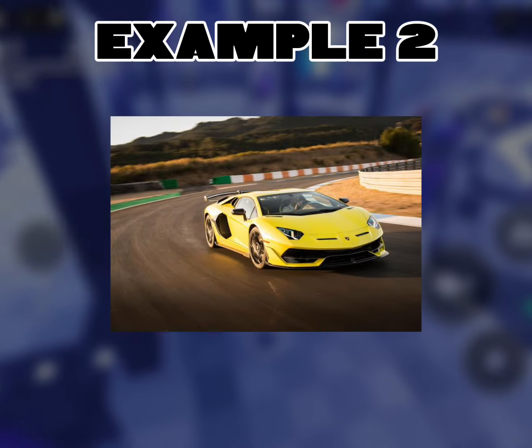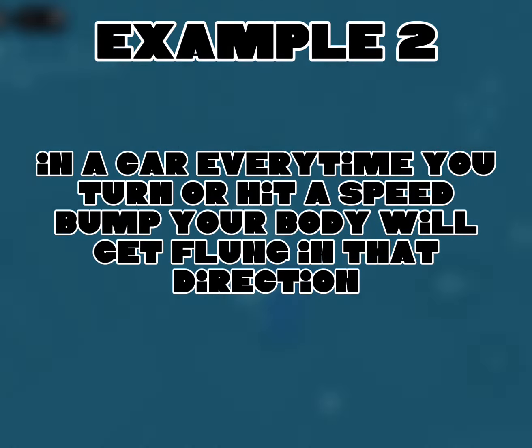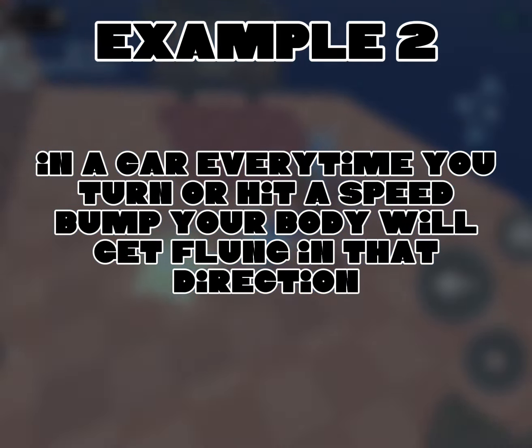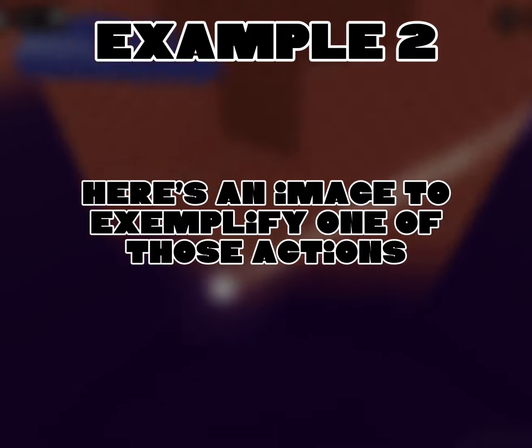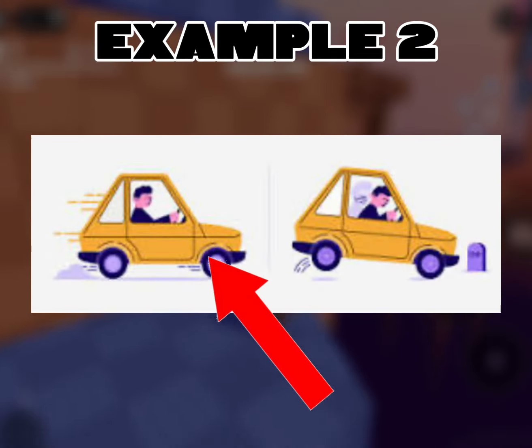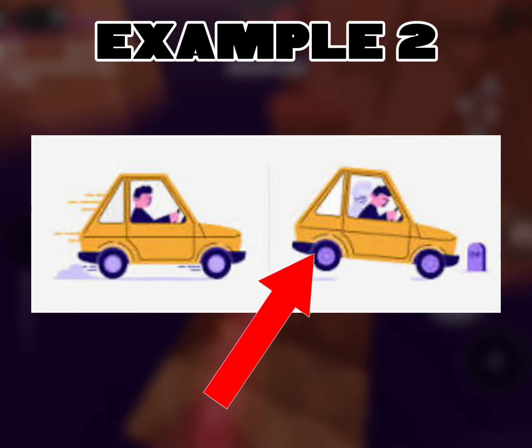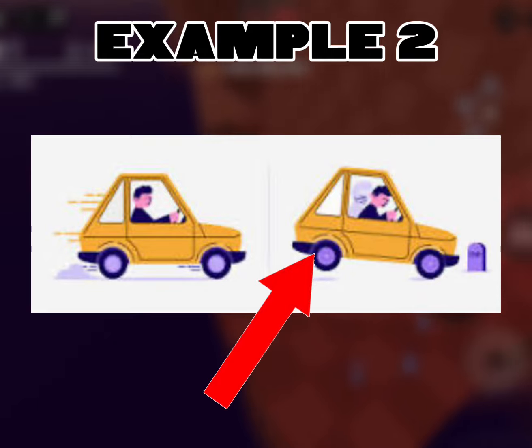For my second example, we'll be using cars. My reasoning? Well, in a car, every time you turn or hit a speed bump, your body will get flung in that direction. Here's an image to exemplify one of those actions. In the image on the left, you can see that the man is in motion with the car. With the image on the right, the man is assumed to hit the brakes, causing him to get launched forward.